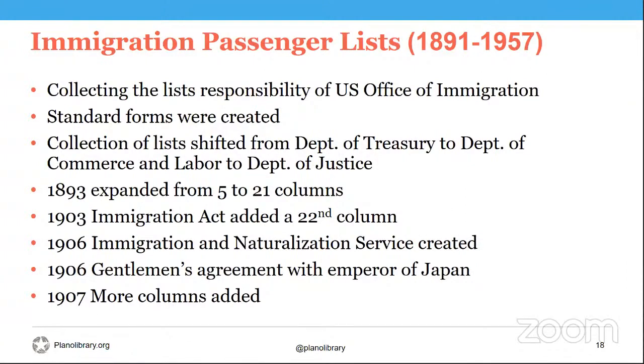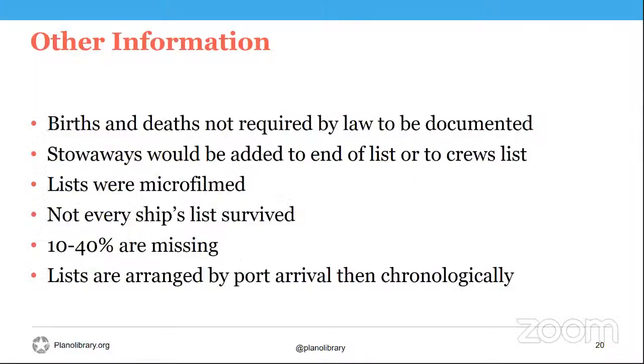Good deal. All right. We're going to talk about other information in the books and all kinds of ways to go about finding. So the births and deaths were not required by law to be documented, but they did. And that means on the ship. But most of them, if there was a birth or a death, ended up in the captain's log, or they may end up being listed at the end of the records. Stowaways were added to the end of the list, or they became part of the crew.